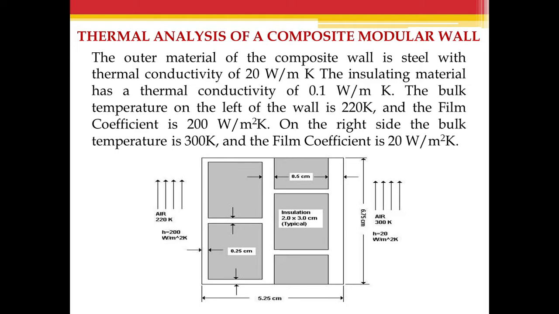The bulk temperature on the left side of the wall is 220 Kelvin and the film coefficient is 200 watt per meter square Kelvin. On the right side, the bulk temperature is 300 Kelvin and the film coefficient is 20 watt per meter square Kelvin.